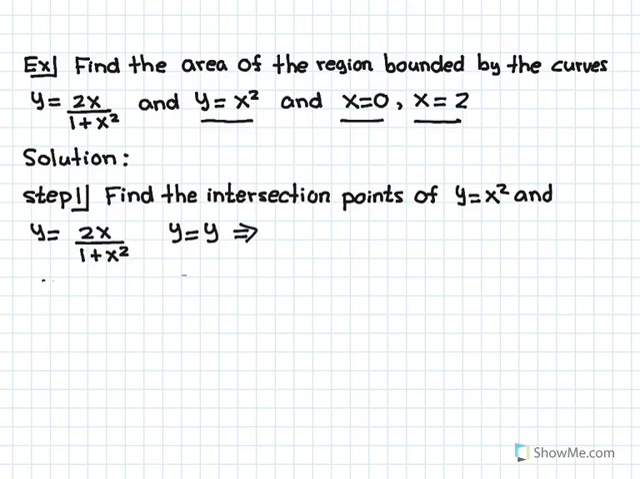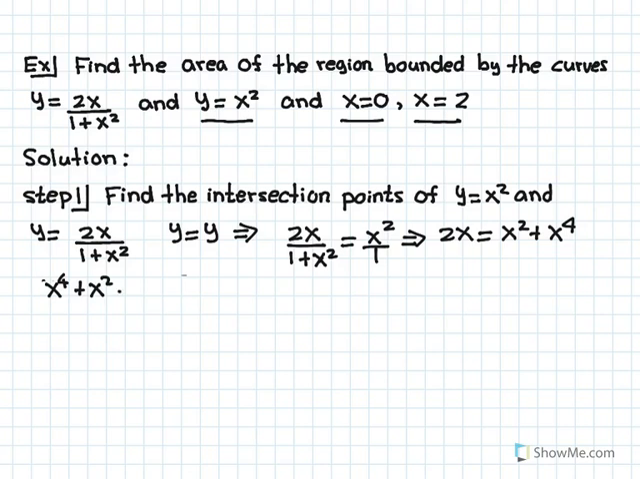So what we get is 2x over 1 plus x squared is equal to x squared. Let's write this over 1 so we can cross multiply, and we're going to get 2x is equal to x squared plus x to the fourth. If we bring everything to one side, we get x to the fourth plus x squared minus 2x equal to 0. Now let's factor out an x. We get x times x cubed plus x minus 2 equals 0.